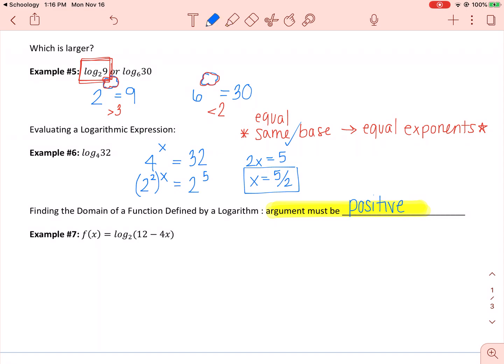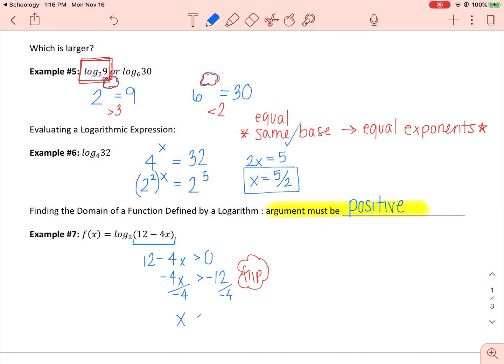So what that means is here's the argument. All I know is that this needs to be positive. So finding my domain, here's kind of a restriction I need to deal with, that it needs to be greater than 0. So as I solve, I'll get negative 12. I'm going to divide by a negative. So keep in mind, when you divide by a negative, you need to flip your sign, back to the good old days.